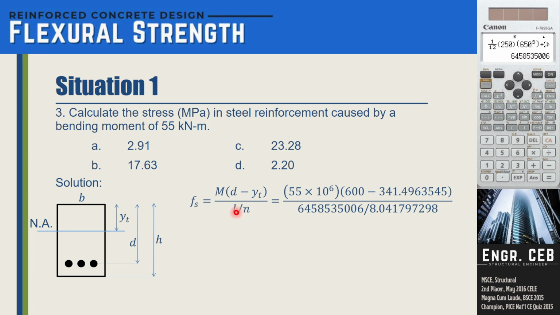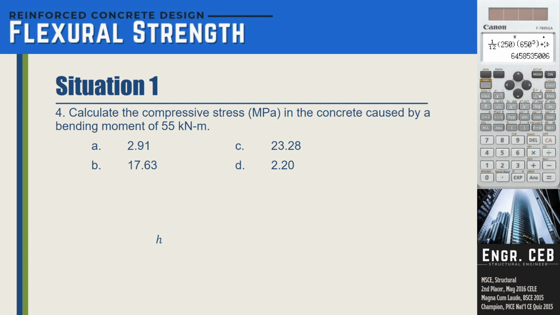And then, moment of inertia. The computed moment of inertia is in terms of concrete. Since we are computing the stress in steel, we need to convert this moment of inertia into steel. That is why we are dividing the moment of inertia by the modular ratio. Okay, so that is 645 divided by 8.0. That is 17.70 megapascal.